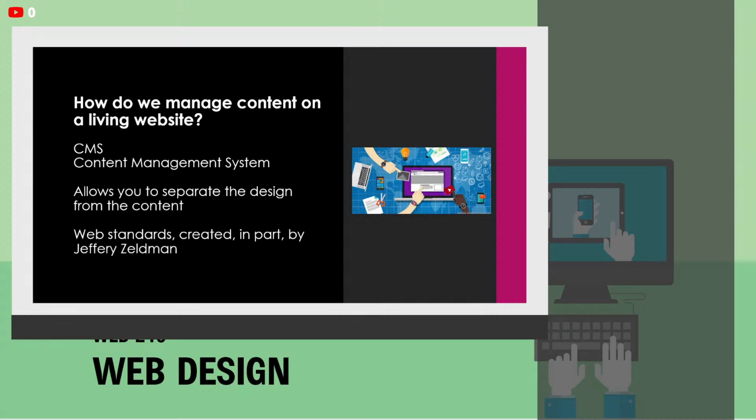So he's done a lot for modern web development, modern web design. And so having these web standards in place can help us manage content on the web, because we have these standards where things are sort of normalized. And if we can normalize how we display our content, then putting it in context with a design is not as big of a deal.